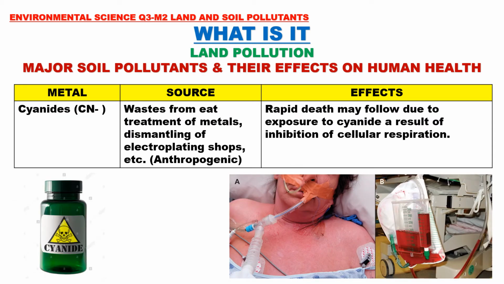Cyanides, symbol CN, are waste from treatment of metals, dismantling of electroplating shops, etc. So it's also anthropogenic. Effects: rapid death may follow due to exposure to cyanide, as a result of inhibition of cellular respiration.